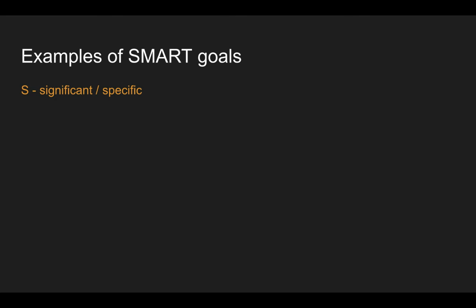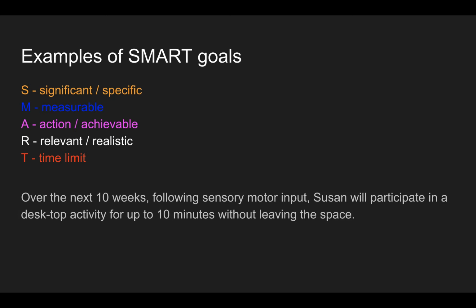Okay, here's an example of a SMART goal. I have color-coded each of the components so that you can better see what each one of the sections of this goal stand for. Over the next 10 weeks, following sensory motor input, Susan will participate in a desktop activity for 10 minutes without leaving the space.